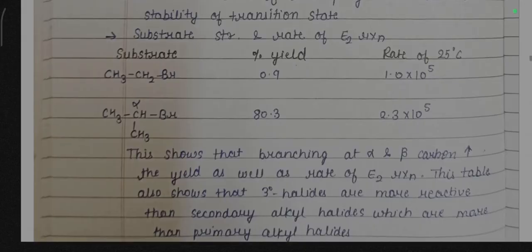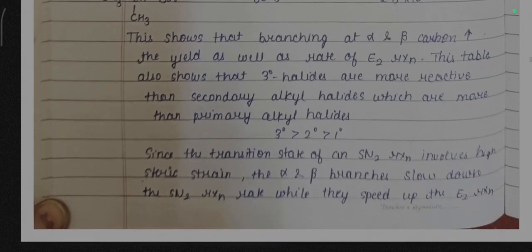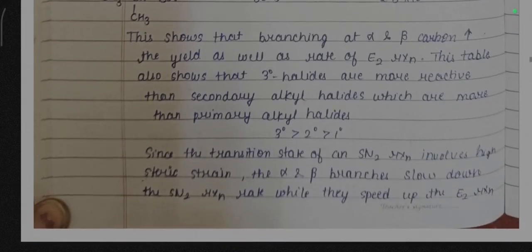Substrate CH3CH2Br: percentage yield is 0.9, rate at 25 degrees Celsius is 1.0 × 10^5. Substrate with more branching: percentage yield is 80.3, rate at 25 degrees Celsius is 2.3 × 10^5. This shows that branching at alpha and beta carbon increases the yield as well as the rate of E2 reaction.